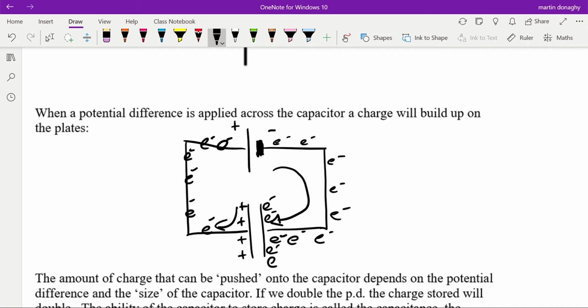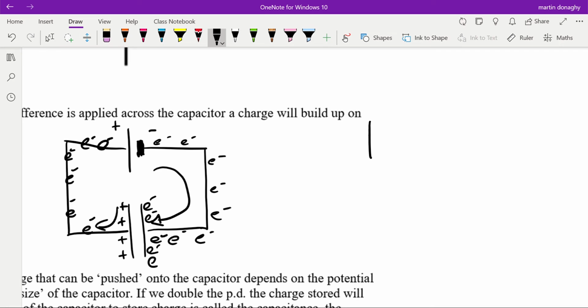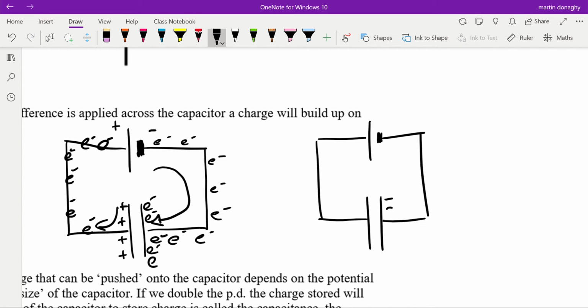So essentially what we end up with, without drawing all the electrons, is our capacitor has a buildup of negative charge on the plate that was connected to the negative side of the cell, and a buildup of positive charge on the plate that was connected to the positive side of the cell. So our capacitor will store charge, but there's also energy stored there, and that's essentially the two things that capacitors are used for in a circuit.